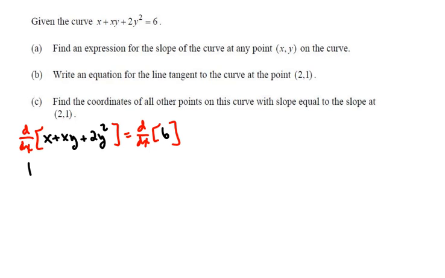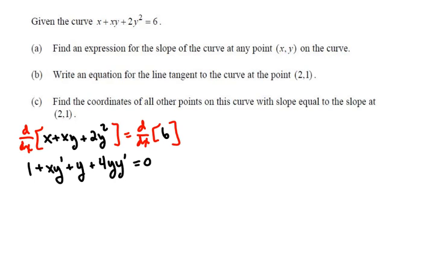The derivative of x is 1. The derivative of xy is 1 times y plus x times 1. That's x y prime plus y. And the derivative of 2y squared is 4y y prime. And then the derivative of 6 is 0.